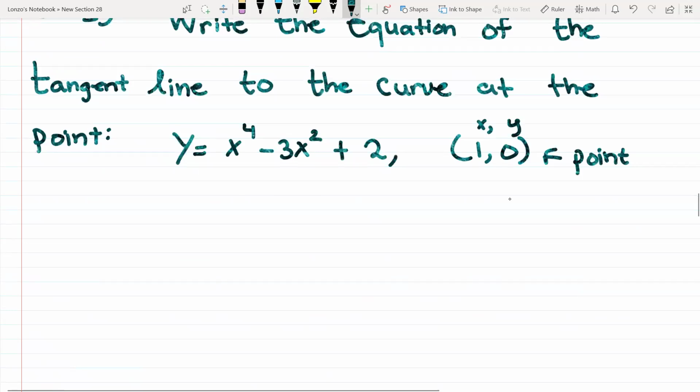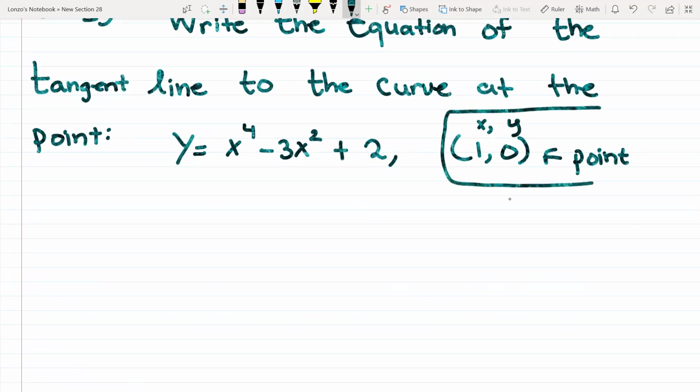So the first thing I would check is if I actually have a whole coordinate, a whole point, right? We do. We have an x coordinate and a y coordinate, so check mark. You don't have to find the y value because that's given. Now the next step is I'm going to find the slope. So how do I find the slope? Well, I first have to take the derivative.